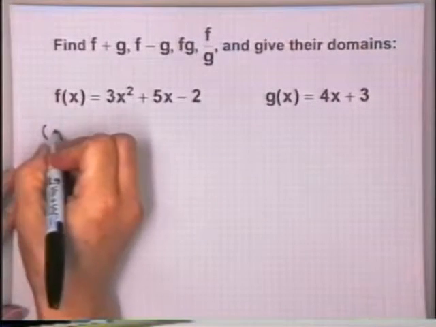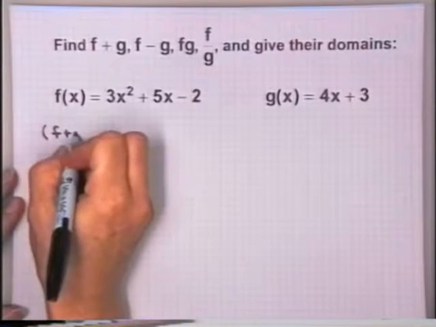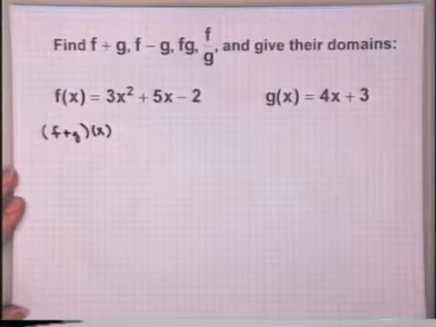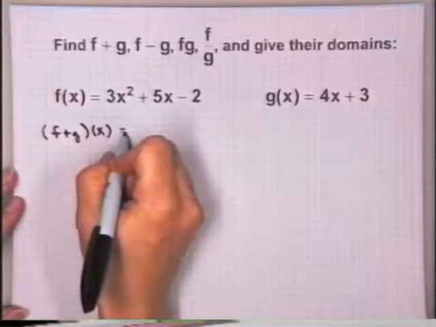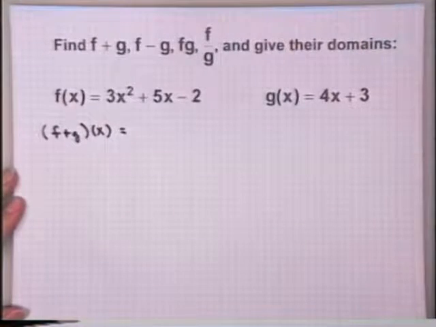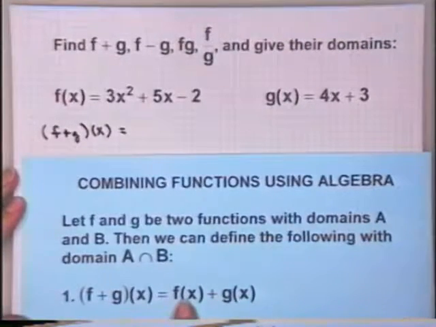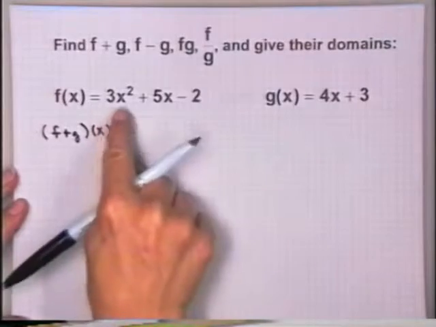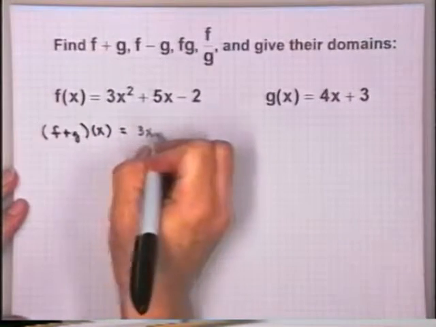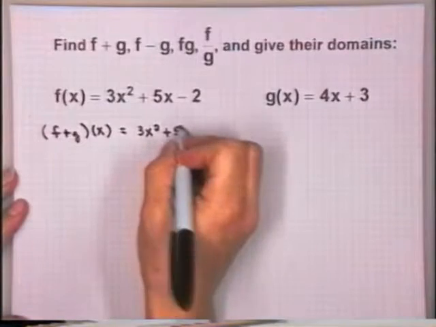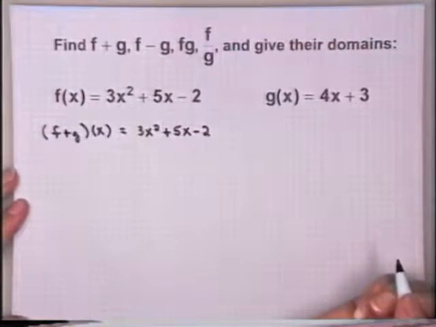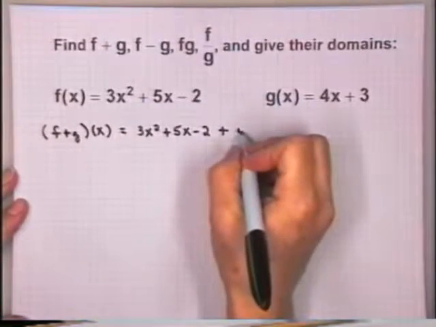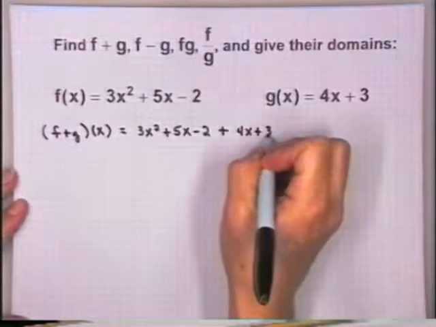So remember our notation. We're going to put a parenthesis, f plus g, and then in our second parenthesis, x for the argument of our function. So f plus g of x is going to equal, and if you recall in our definition, all we're going to do over here is take the function f of x and add the function g of x. So let's write down what f of x is. F of x is 3x squared plus 5x minus 2. So there's f of x. We're going to add to that g of x. Well, g of x is 4x plus 3.